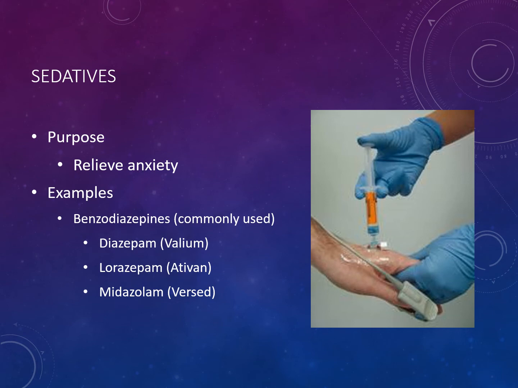So you'll commonly see Versed or midazolam. This is a very common one that's given before surgery. Also Valium and Ativan. In low doses, these will relieve anxiety. In high doses, they will provide sedation and anterograde amnesia.